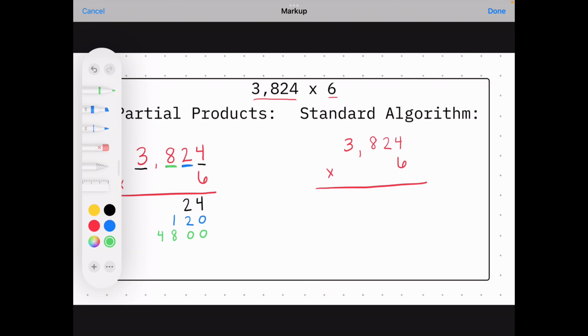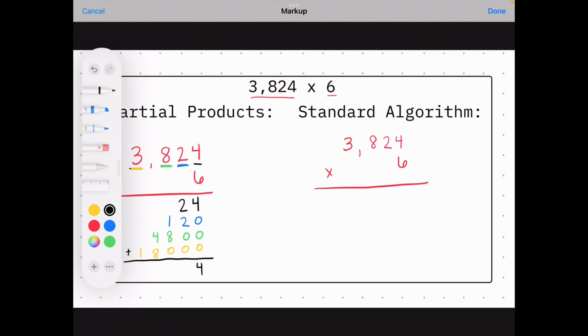And lastly, 6 times 3,000, because that 3 is in the thousands place. 6 times 3 is 18, and this time I need to add 3 zeros. Go ahead and add up all of those products together. So 4, 4, 9, 12, and then I get a final answer of 22,944. Now moving over to the standard algorithm.